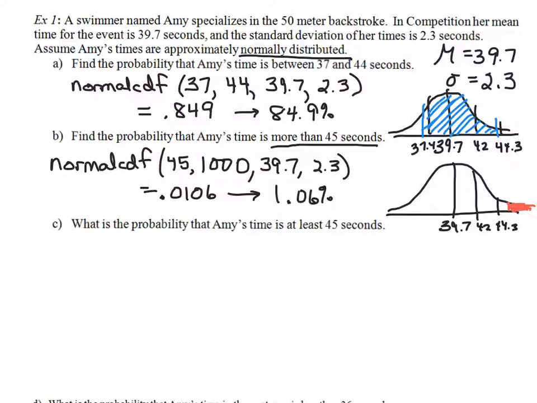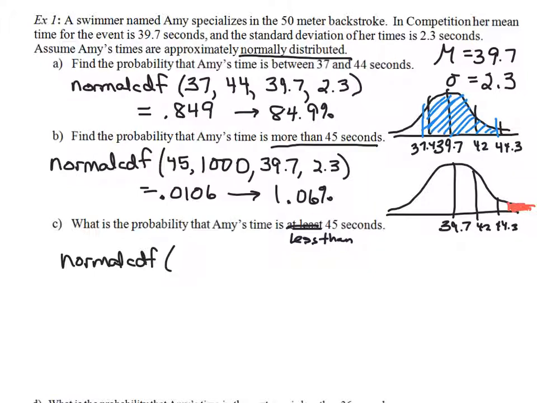Now in part C, I made a typing error, so we're going to slightly change this question. What is the probability that Amy's time is, rather than at least 45 seconds? At least 45 seconds means exactly the same thing as part B. So I'm going to say less than 45 seconds. So we again want to do our normal CDF.